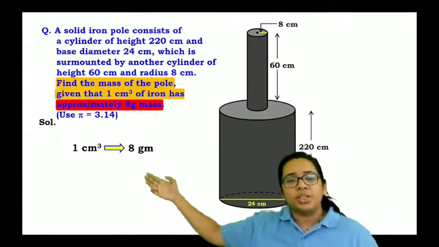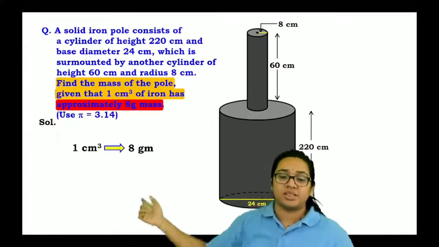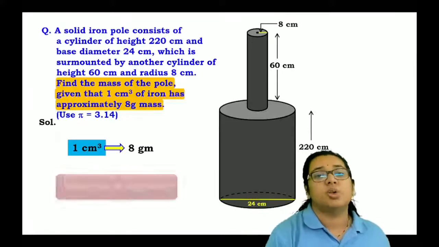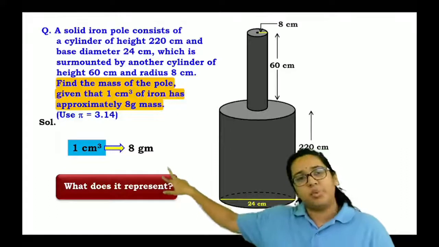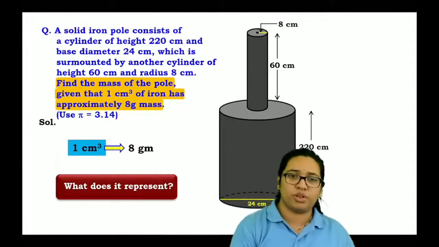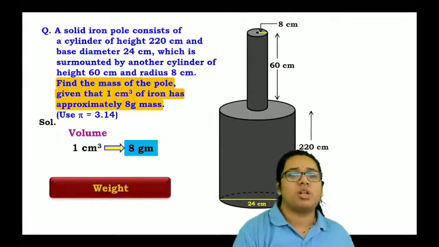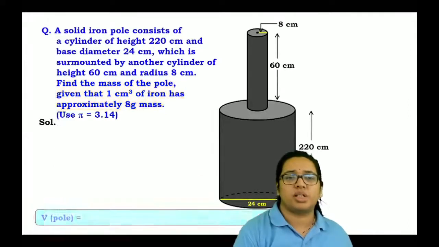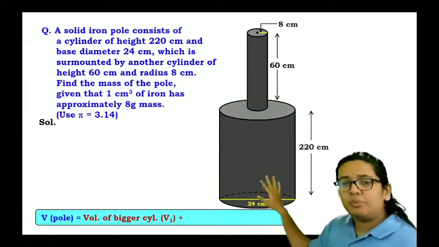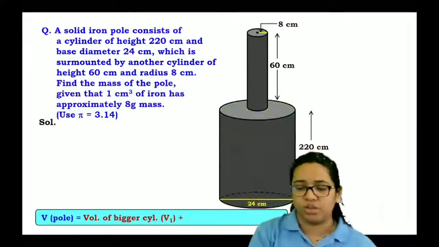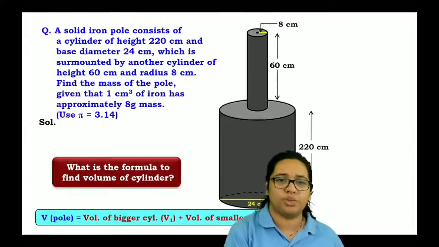सो 1 क्यूबिक सेंटीमीटर का अगर मास रहता है 8 ग्राम का तो आपको फाइंड आउट करना है. क्यूबिक सेंटीमीटर आपके पास दिखाई दे रहा है मतलब आपको वॉल्यूम फाइंड आउट करना है. सो टोटल वॉल्यूम क्या रहेगा ये आपको चेक करना था: वॉल्यूम ऑफ द बिगर सिलेंडर प्लस वॉल्यूम ऑफ द स्मॉलर वन.